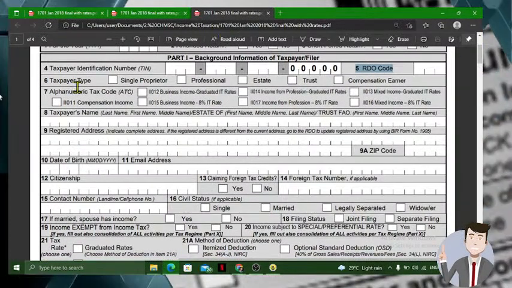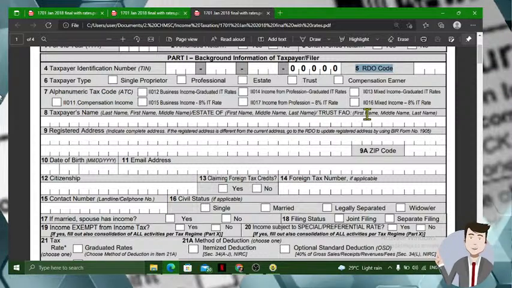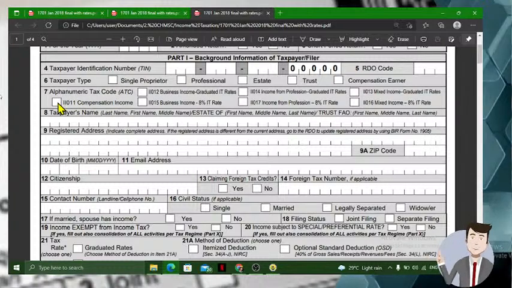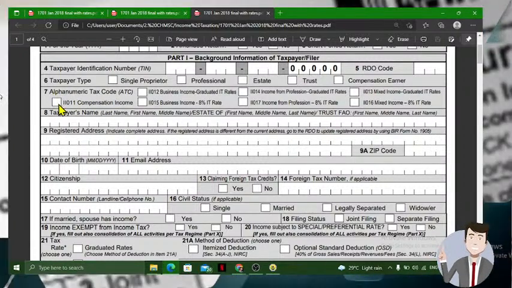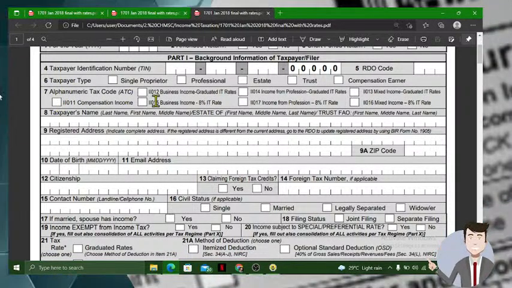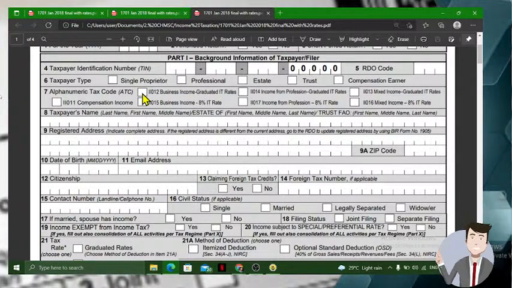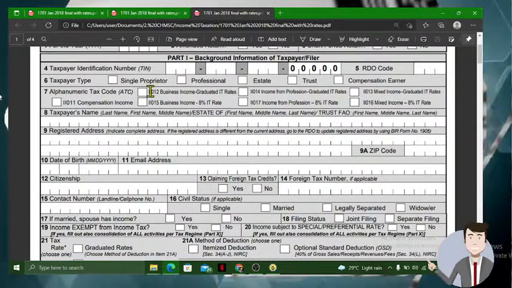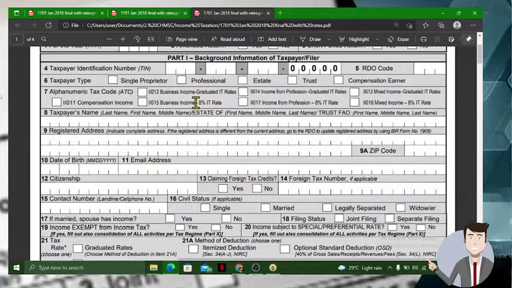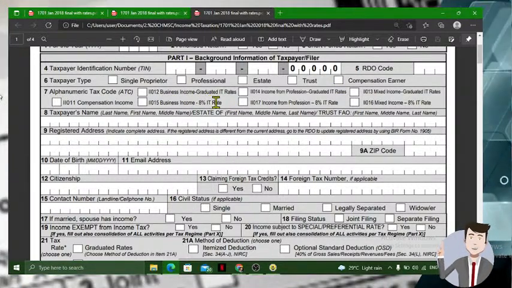Number 7, so, the alphanumeric tax code or the ATC. So, you have to indicate what is your ATC. Okay? So, for compensation income, this is the ATC. You have to check or to put an X mark on the box indicated for compensation income. Or if you are earning business income and subject to graduated income tax rate, so you have to put an X mark on this one. So you have to select only one, okay, out of the 7 options.